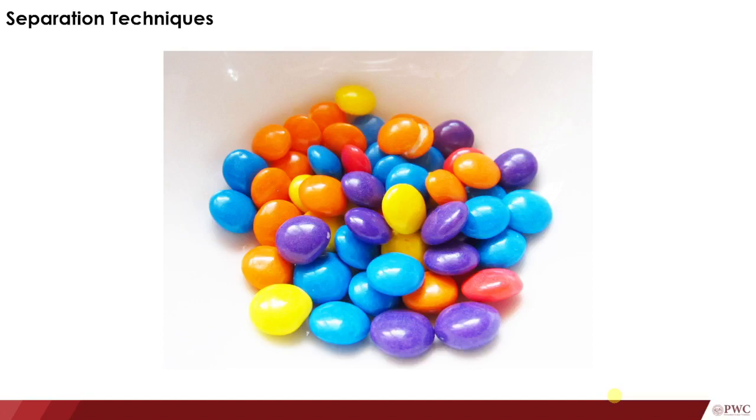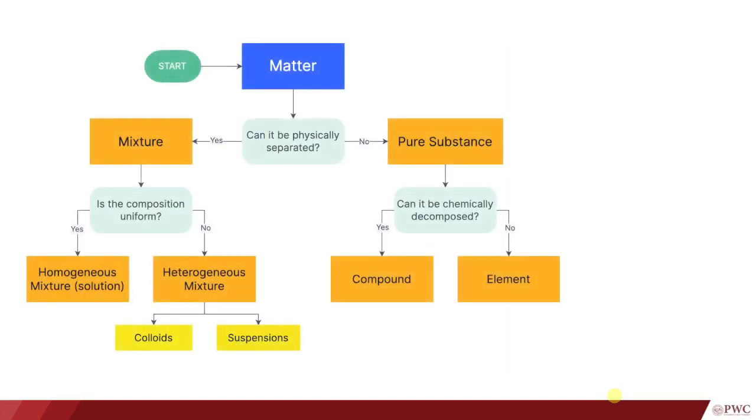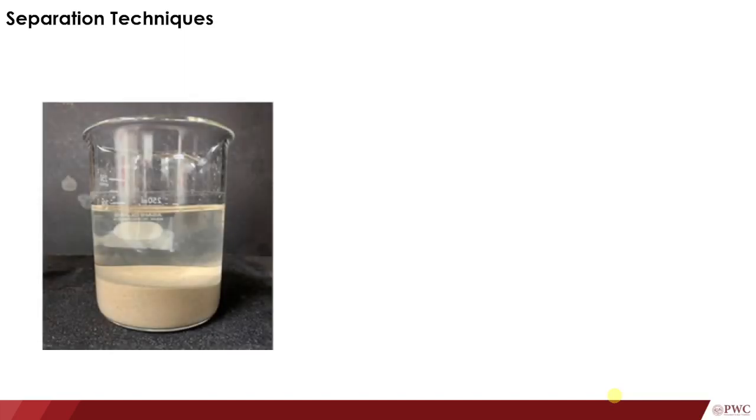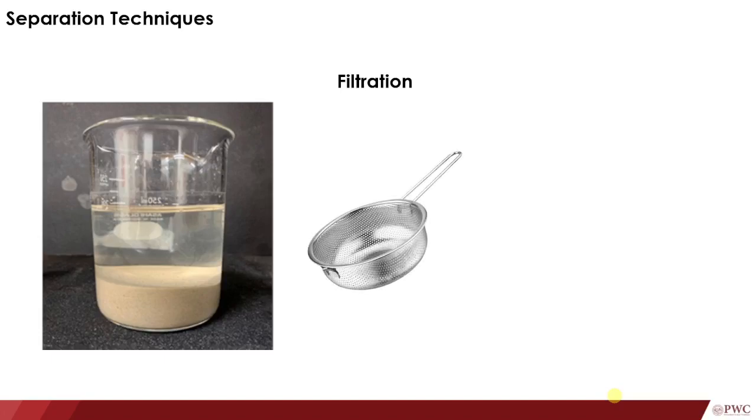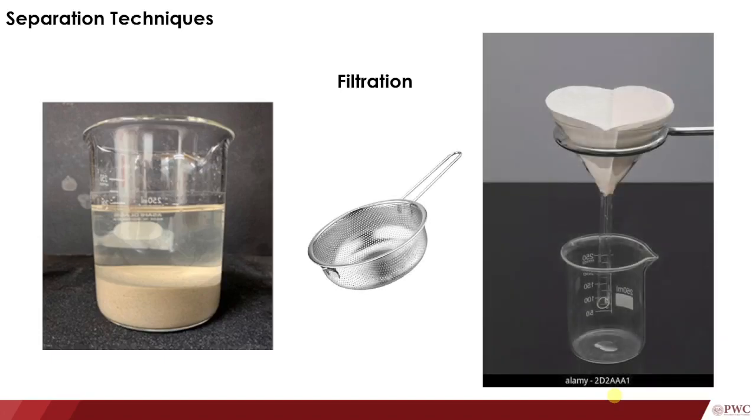Now let's check the other types of separation techniques we can use in the laboratory or in day-to-day activities. This one is a suspension of sand and water. Now how do I separate the components of this mixture? Well, I could do filtration, so I could use filters to separate the sand from the water. Here, we'll use some filters. It can be a strainer or it can be a filter paper.